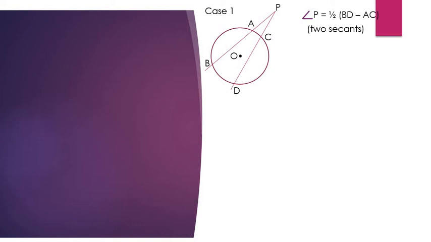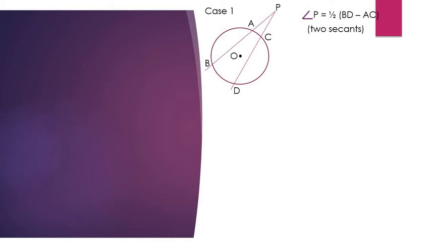equals half of those two arcs. So I want you to take a moment, look at the 2 different arcs. Do you see arc BD? And do you see arc AC? So whatever those numbers are, whatever those arcs are, if you subtract them and then cut that number in half, then you will have your angle P.